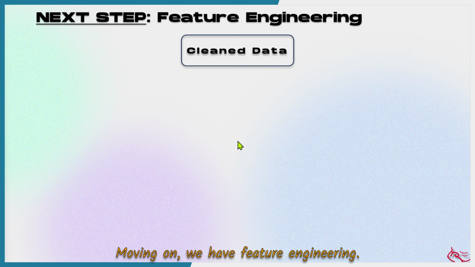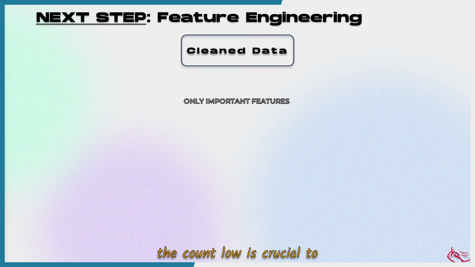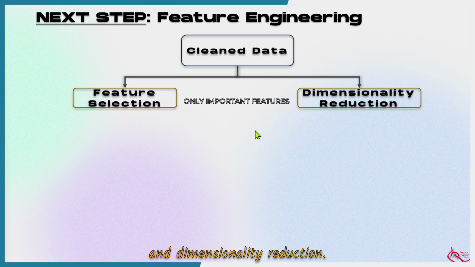Moving on, we have feature engineering. Selecting suitable features while keeping the count low is crucial to train the model efficiently. This process is called feature engineering, which involves two pathways: feature selection and dimensionality reduction. Feature selection is the act of choosing specific features to include or exclude without altering them. Dimensionality reduction, on the other hand, aims to decrease the number of features by reducing their dimensions through various methods developed by researchers over time.